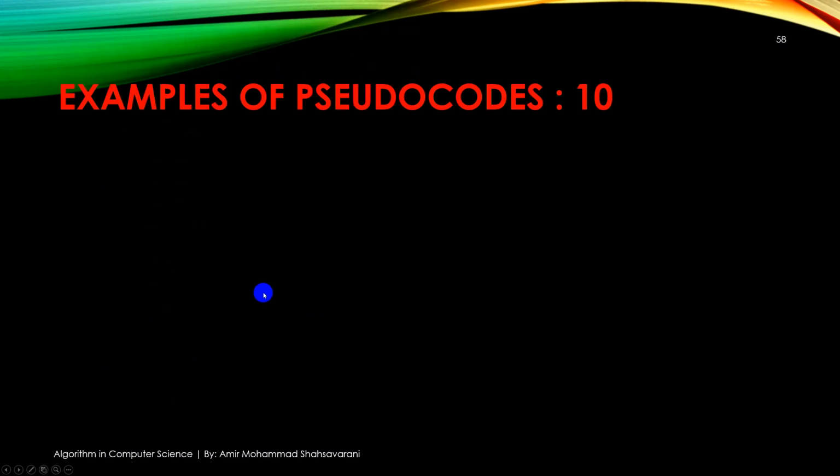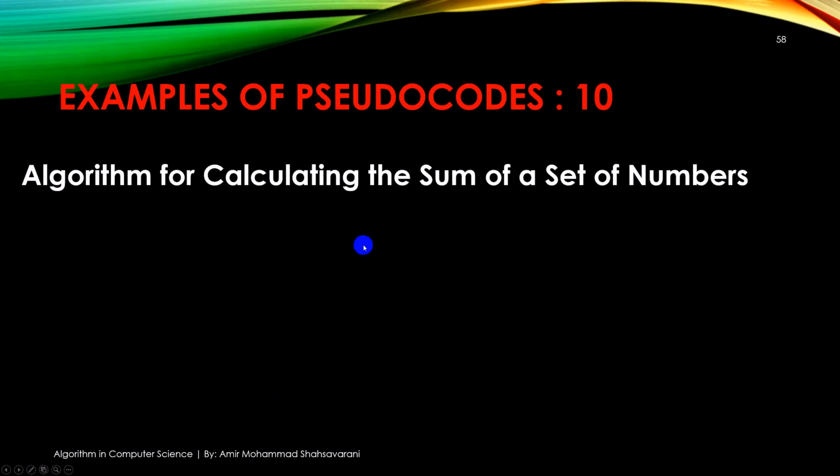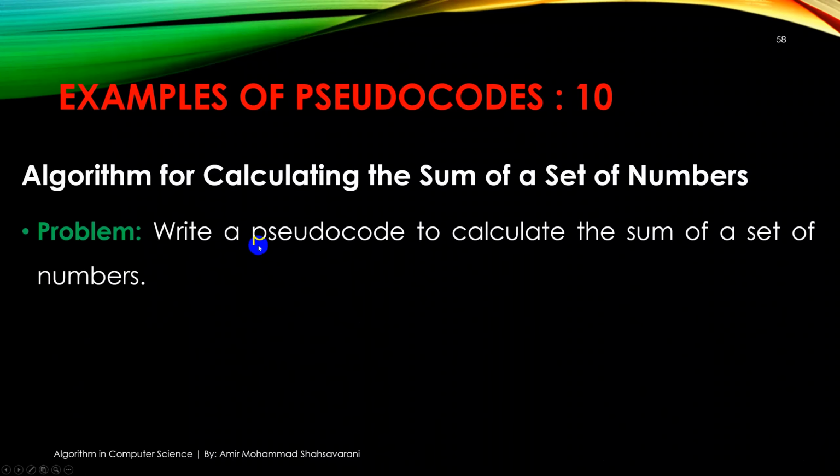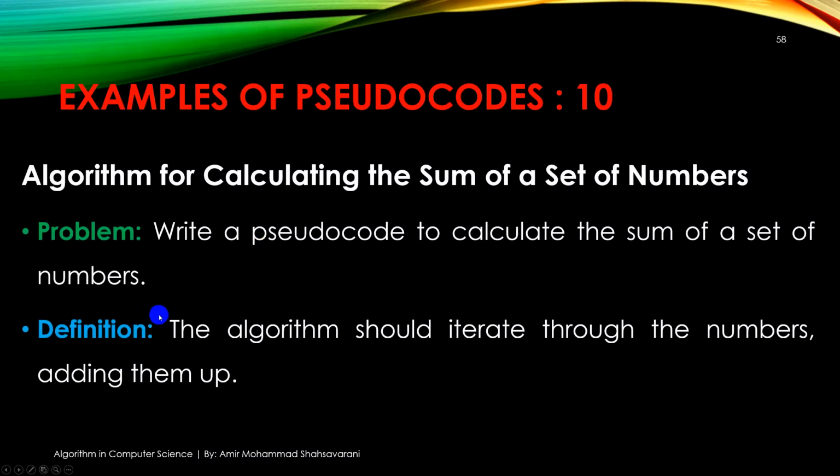Our tenth and last example of pseudocode would be an algorithm for calculating the sum of a set of numbers, just the sum. Problem: write a pseudocode to calculate the sum of a set of numbers. Good. Definition: the algorithm should iterate through the numbers, adding them up. We just need the total here. It's a step before making an average.